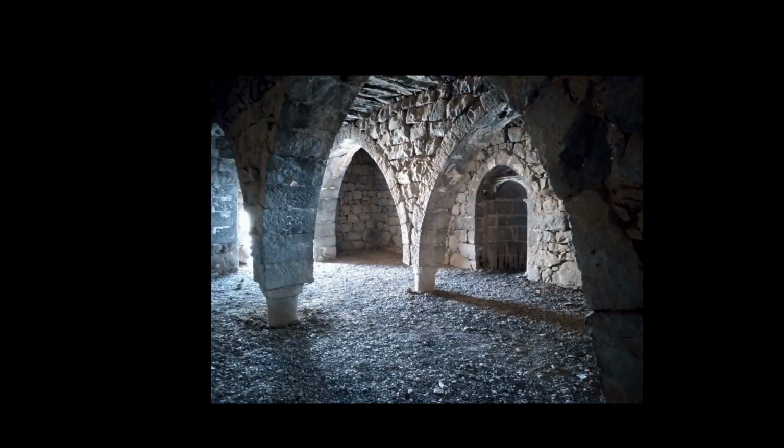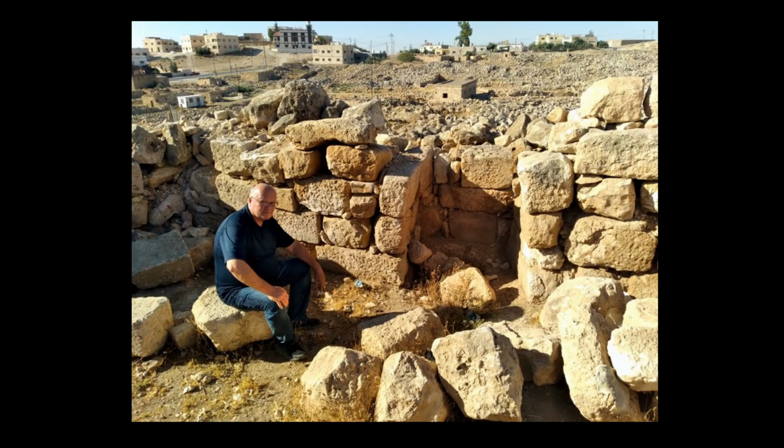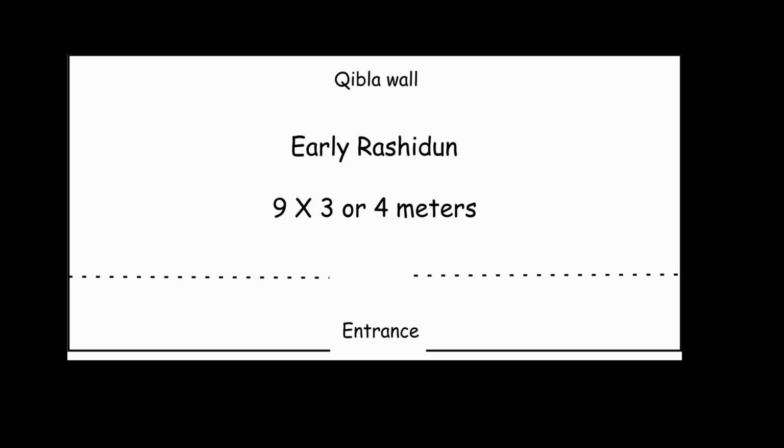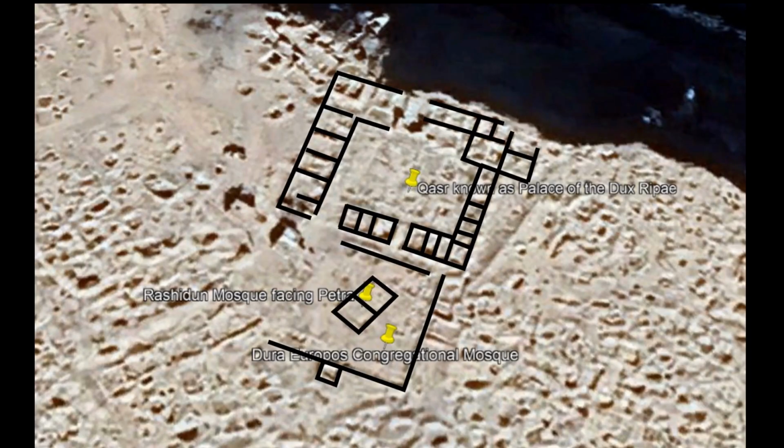Now, there are other things that help us today. We can compare this structure with other Rashidun-era mosques. These were small, usually wider than they were deep, and so Muslims lined up shoulder to shoulder, or they sat on the floor facing the Qibla wall. And this is exactly what we see in Dura. We have 2 rooms, each 7 meters wide, but only 2.5 meters deep, and it faced Petra. It looks like there is a larger mosque that was built right over this early mosque.